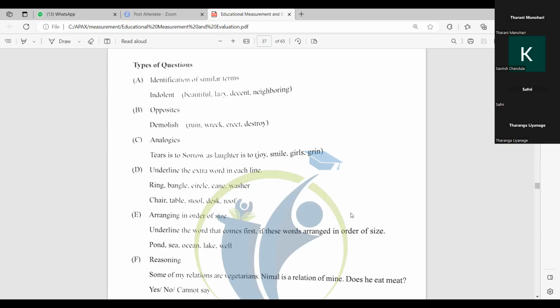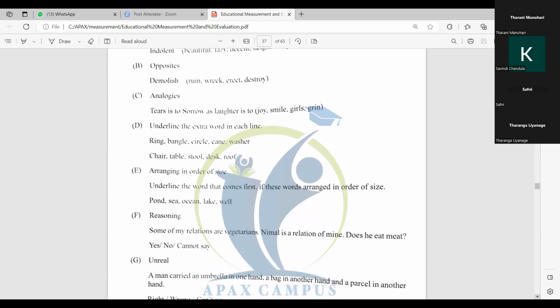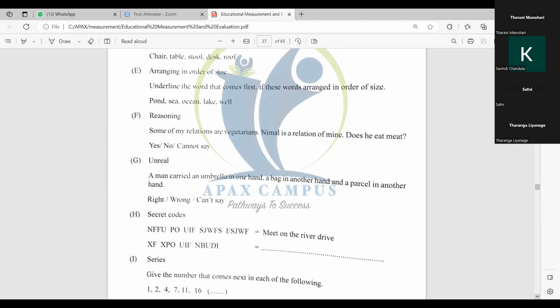Then arranging in order of size, reasoning, unreal. For example, a man carried an umbrella in one hand, a bag in another hand, and a parcel in another hand, right? So you have to decide whether it is right, wrong, or no answer.